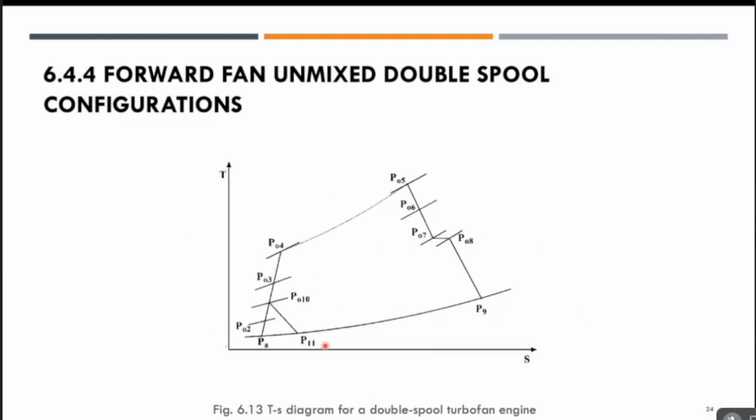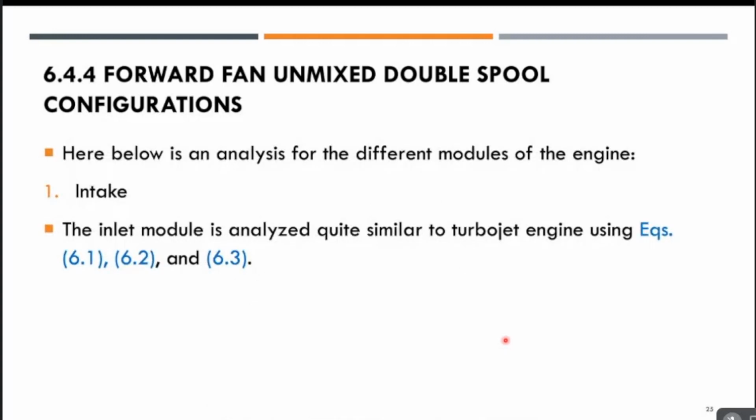In terms of the TS diagram for the double spool turbofan engine, which is the forward fan unmixed double spool turbofan engine, you can see it is not a typical TS diagram for a turbojet engine. Here we can see the pressures at the different locations, and we have the temperature and the entropy values. Let us look into the analysis.